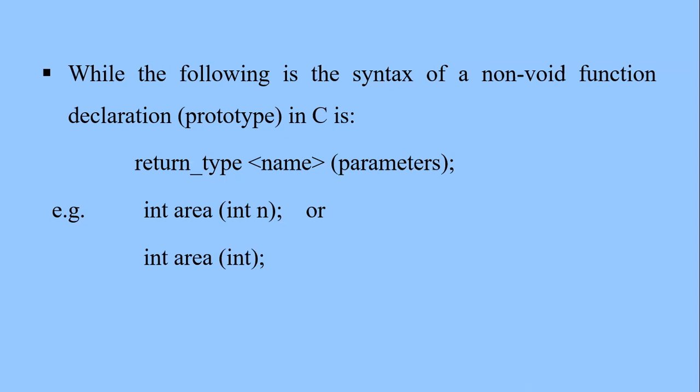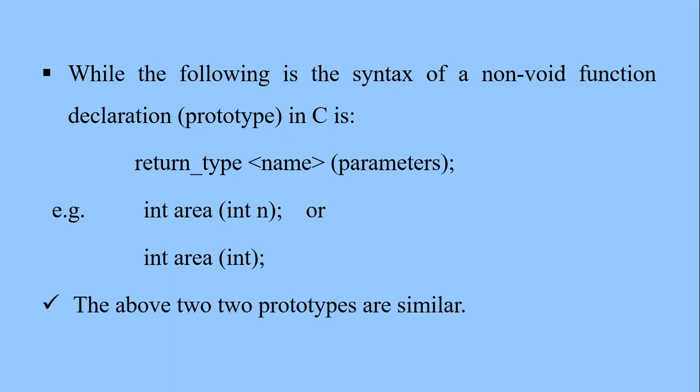So the name of the parameter, the name of the memory where that value is going to be accommodated, is not an issue. What the compiler is interested in is knowing how many values and mostly of what type. So the statement int area(int n); or int area(int); are the same. The above two prototypes are similar.